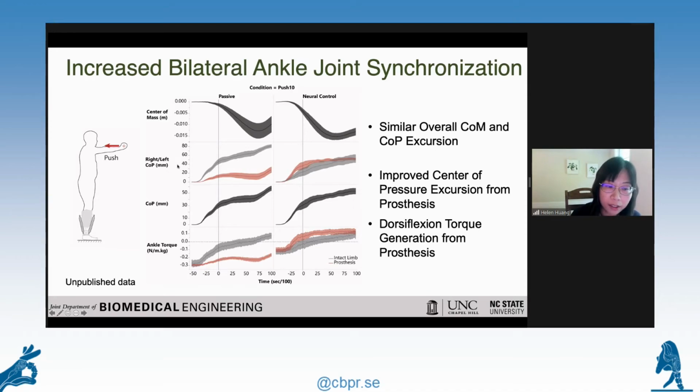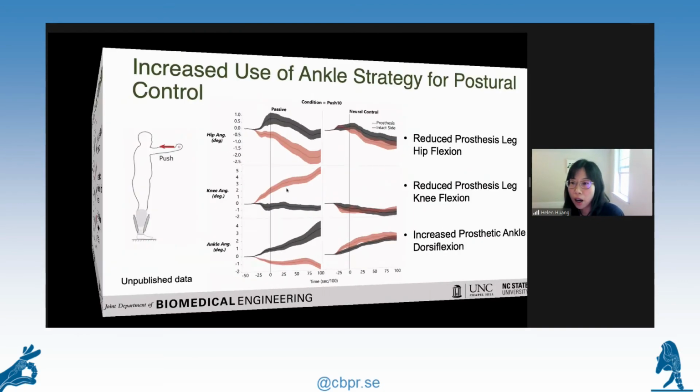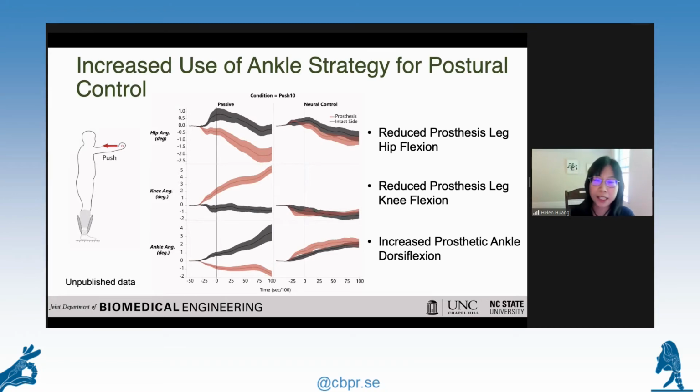And then if you look at the bilateral AP direction center of mass excursion, you can see that for the passive device, he can't modulate that much, but he would be able to do it with the neural control. What is the most interesting one is actually this plot, showing the hip angle, knee angle, and the ankle angle during the perturbation. So with the passive device, the user is actually using a lot of hip. The red color is the prosthetic side, using the hip on the prosthetic side and the knee flexion, okay?